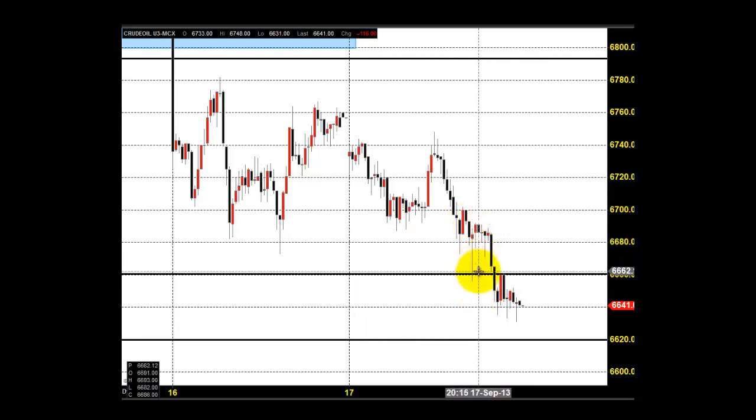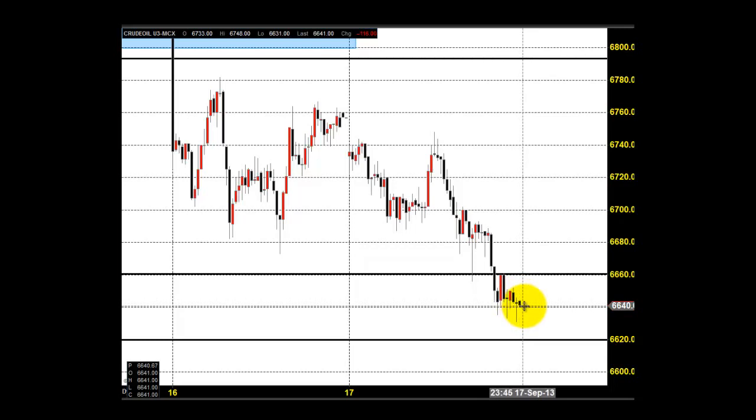The price came down and was quite successful in breaking this low, and it created a new low compared to the previous day's price action. The previous day's low was 6,722 and the price created a new low, and the most important thing is that the price closed near the low. You can see the closing was around 6,640.